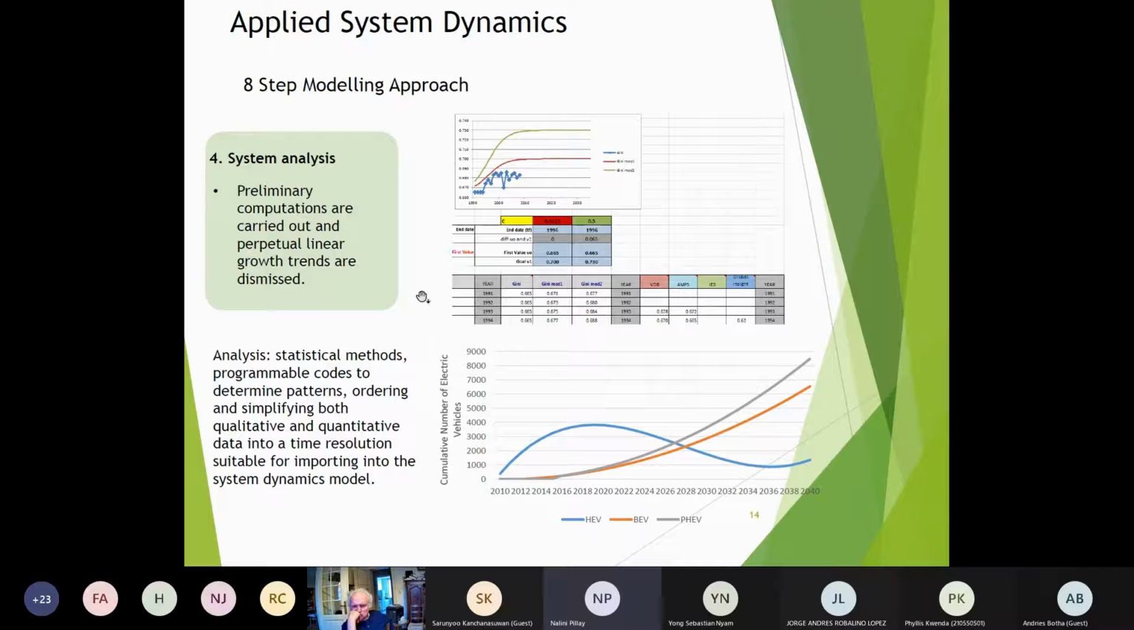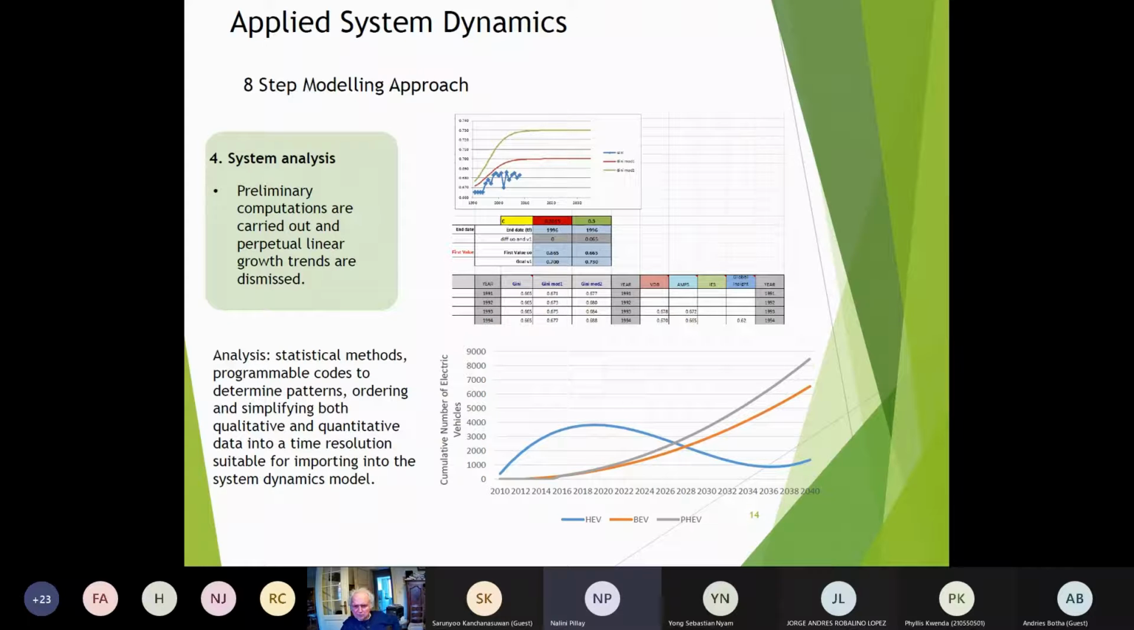Then we have something else which is more important, and I really have to stress that this is far more important than jumping into the software and starting to model. You have to understand your system analysis: interrogate the data, understand the data, do some work in Excel beforehand. Your analysis could include statistical methods, or you can even use programmable code, which we've done, to determine any patterns and relationships, to order and simplify both your qualitative and quantitative data into a time resolution that will be suitable for importing into your system dynamics model.